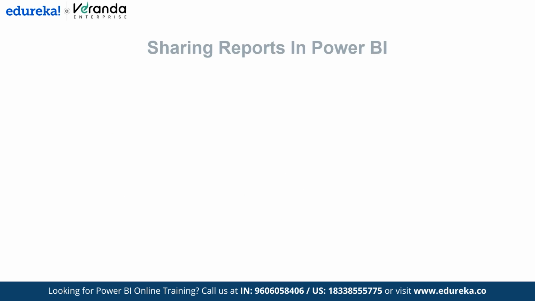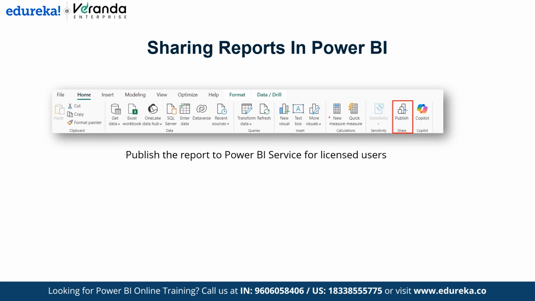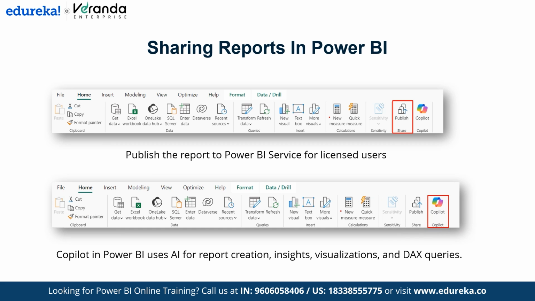So I'll be teaching you all how to share reports in Power BI. On the home screen towards your right hand side, you can see an option called Publish. This Publish is used to share the report to Power BI service only for the licensed users. Next comes a Copilot option. Again towards the right hand side of your home screen, you can see a Copilot option. Copilot in Power BI uses AI for report creation, insights, visualizations, and DAX queries.